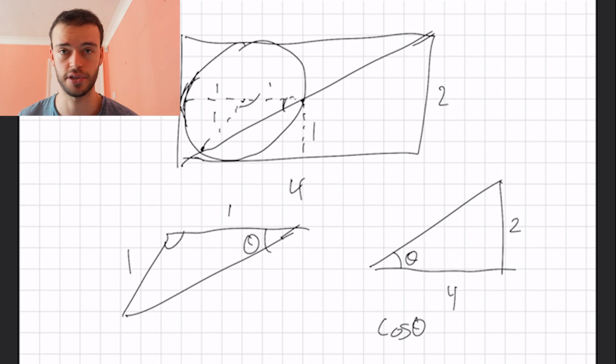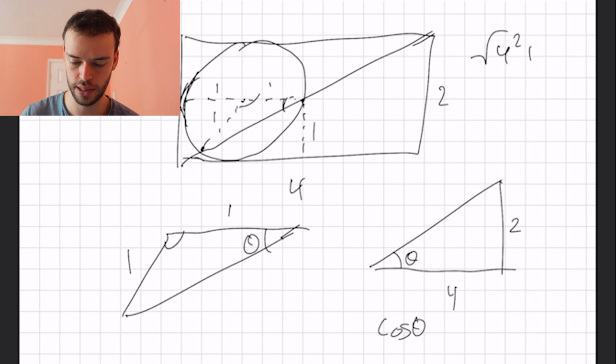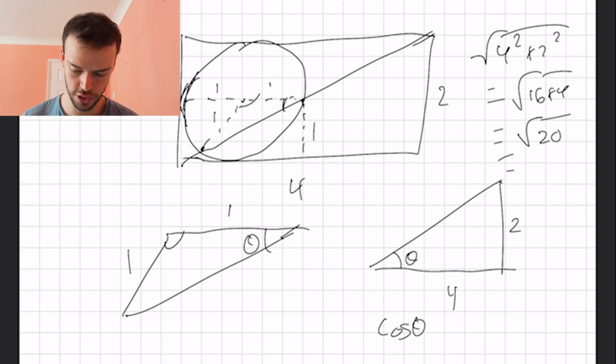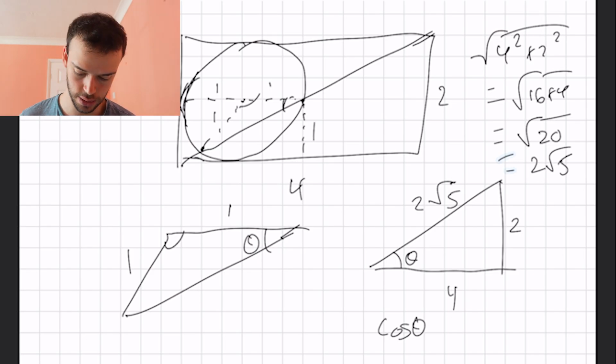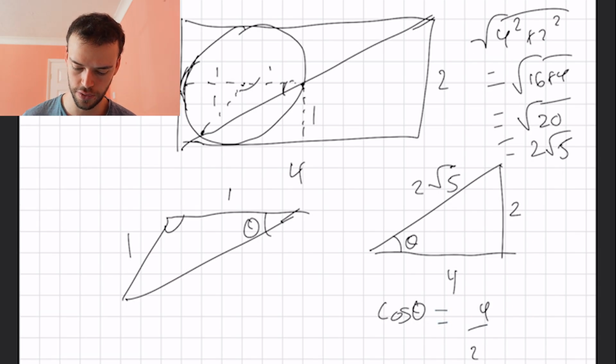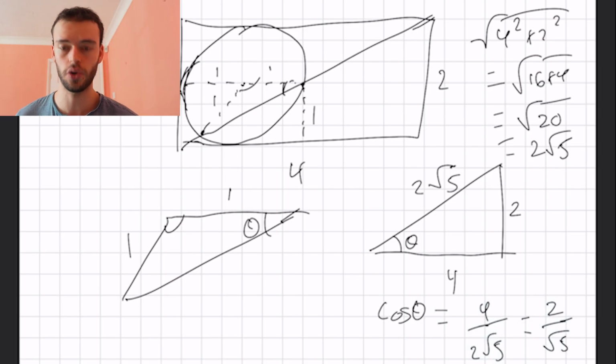It's just Pythagoras theorem. So let's do the square root of 4 squared plus 2 squared. That's going to be the square root of 16 plus 4, and therefore that is root 20, which is equivalent to 2 root 5. So we've got our hypotenuse, and now we can use cos theta. It's going to equal adjacent over hypotenuse, so 4 over 2 root 5. So that's just 2 over root 5. Cool. So we've got cos theta.